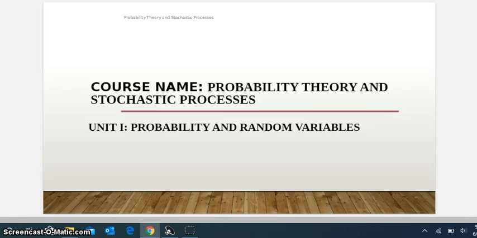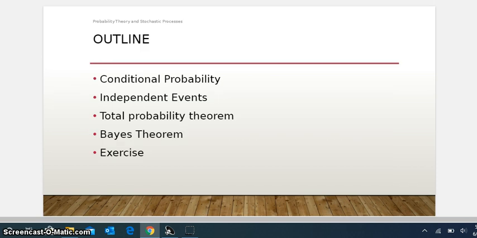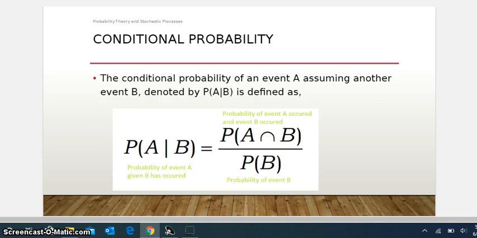Welcome to the second lecture on probability theory and stochastic process. In the last lecture, we dealt with the basics of probability and the axioms of probability. In this lecture, we'll deal with conditional probability, independent events and theorems, total probability and Bayes theorem, and a small exercise problem. So let us discuss conditional probability.